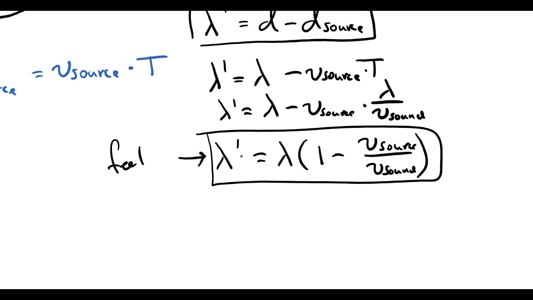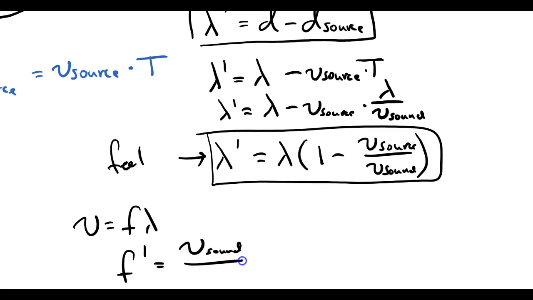Now, we know that v is equal to f lambda, so the perceived frequency would be the velocity, the speed of sound in air, all over the perceived wavelength. So the perceived frequency that you would hear is based on the perceived wavelength, and the medium it's traveling in is constant right here. And so I can say we know that wavelength prime is that, and I'm going to plug that in right there.